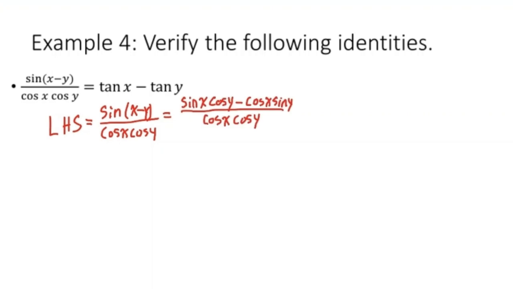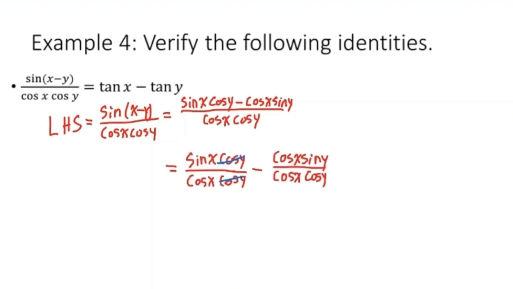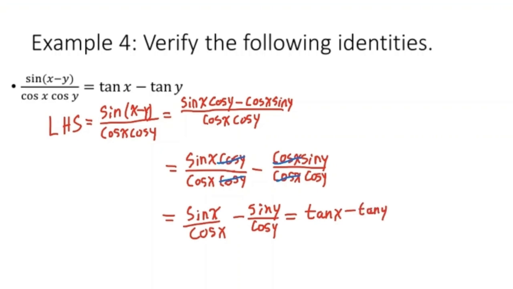Now, if we look at the right-hand side, notice that it's a two-term expression. Right now, our left-hand side is currently a fraction, but the numerator is two terms. So what we'll do is we will divide each term in the numerator by our denominator. And when we do, we can see the cosine y's cancel in the first term and cosine x's cancel in the second term. Now, from our right-hand side, we know we want tangent in our expression. And in what we have so far in our simplified left-hand side, we have sine x over cosine x, which is tangent x through the quotient identities, and sine y over cosine y, which is tangent y by the quotient identities, which is our right-hand side.